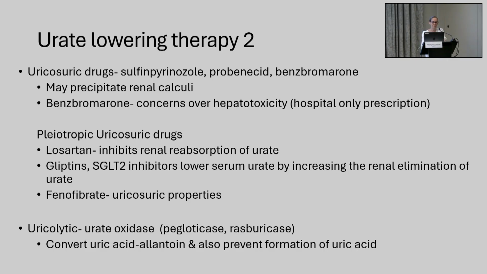And then we've got to be mindful of the pleiotropic uricosuric drugs. So you may be able to adjust the patient's medication to achieve urate lowering, in addition to using a standard urate-lowering therapy, so the losartan, the gliptins, and fenofibrate. And then we've got these very expensive uricolytic urate oxidase drugs, which tend to be used for preventing gout in patients undergoing treatment for myeloproliferative disease.